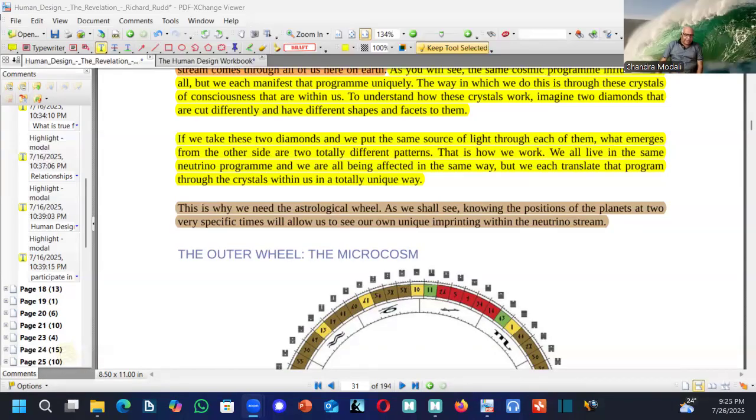As we shall see, this is the only relationship with astrology. The rest of it is quantum physics. So as we shall see, knowing the positions of the planets at two very specific times, it will allow us to see our own unique imprinting within the neutrino stream.